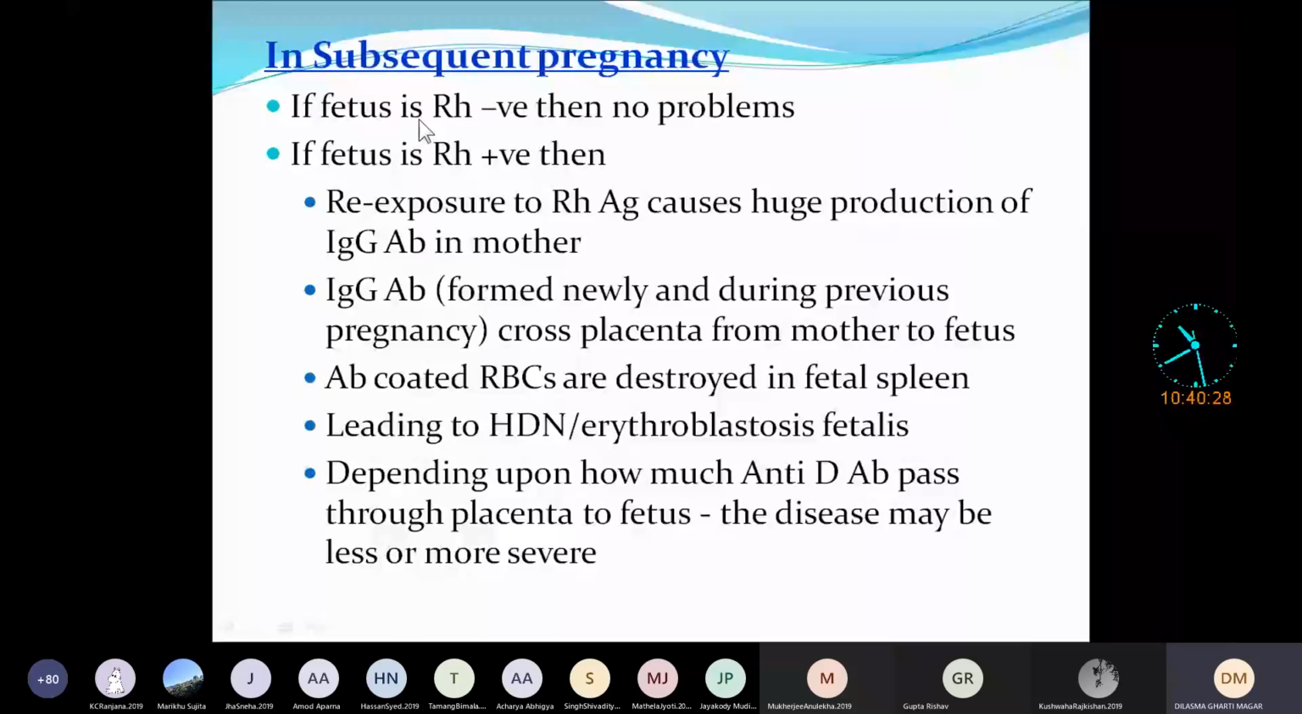Now, if the second baby is also Rh positive or the third baby is also Rh positive, there will be the re-exposure of the Rh antigen, isn't it so? So now here already Rh positive is there.